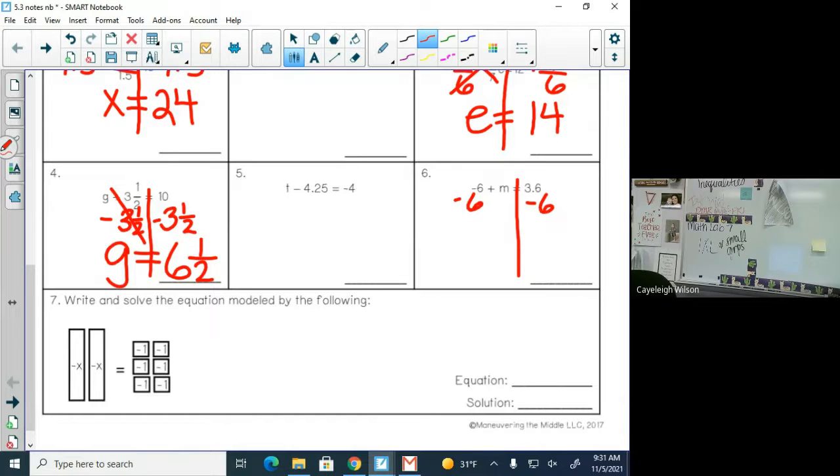So what is the opposite of negative 6? Positive 6, so I should actually add 6. And what is negative 6 plus 6? 0, so those cancel out. So that leaves me with M equals 3.6 plus 6 is 9.6. So, Taryn, that's a very common mistake. I'm seeing it all over the place, and I've been doing these this year. But always ask yourself, do they cancel each other out? So, like here, positive 3 halves minus 3 halves is 0.